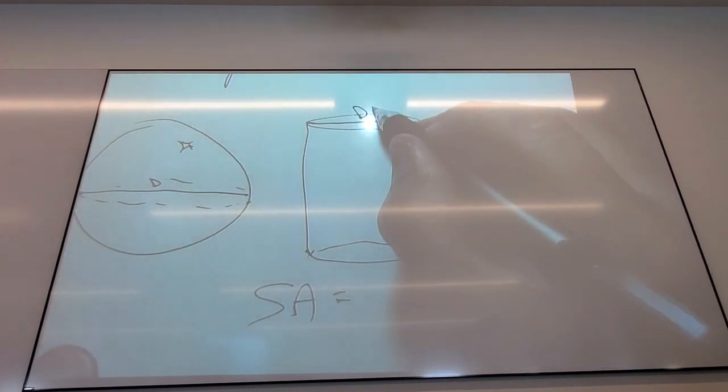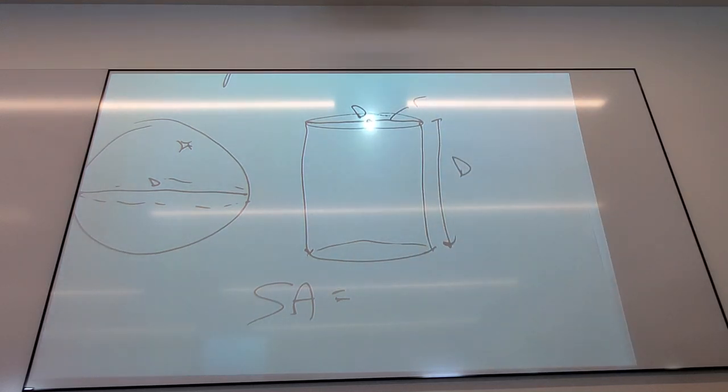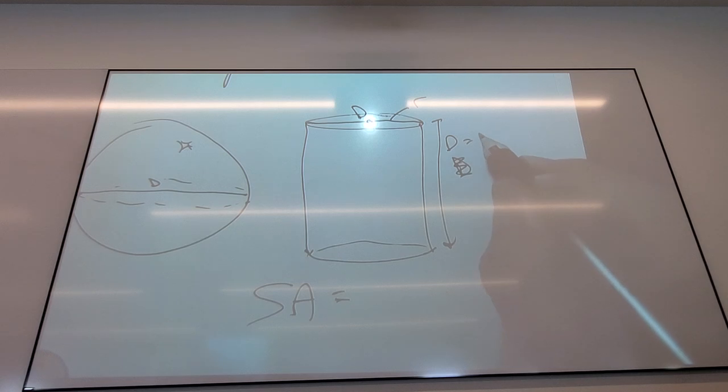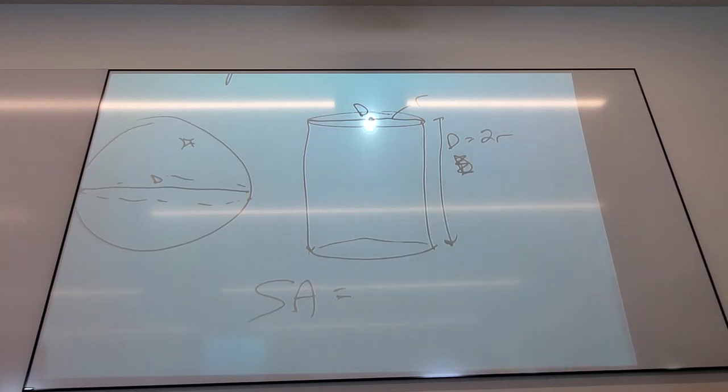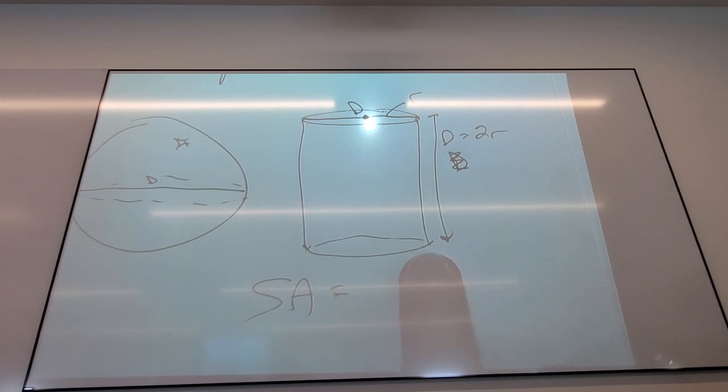So this diameter, of course, is 2r, so this would be r. The height, what's the height in terms of radius? 2r. So what's the surface area of this cylinder? And that's minus the top and the bottom. So I want those open, yes? So I can fold it in.